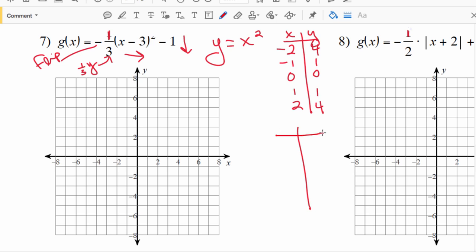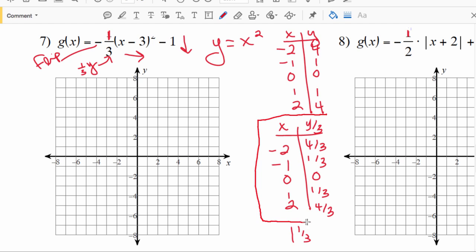Let's go ahead and look at our table. Our y is being divided by 3. Our x's stay the same. There is no change in our x. And then we're going to end up with 4 thirds, 1 third. 0 divided by 3 is 0. 1 divided by 3 is a third. 4 divided by 3 is 4 thirds. And 4 thirds is just 1 and a third when you change it to a mixed number. So when we graph it, that's how we're going to graph it, 1 and a third.